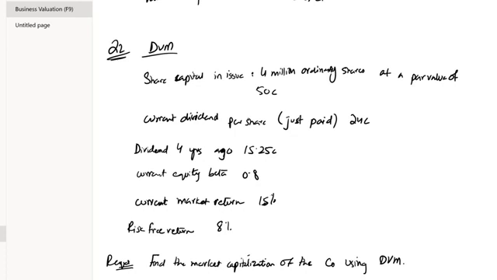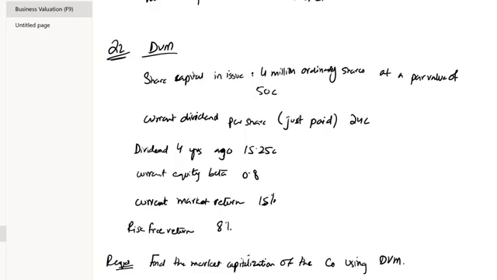The question says that the share capital in issue was 4 million ordinary shares at a par value of 50 cents. Current dividend per share that has just been paid is 24 cents. Dividend for 4 years ago was 15.25 cents. Current equity beta is 0.8, current market return is 15%, and risk-free rate of return is 8%. The requirement is to calculate the market capitalization of the company using DVM.